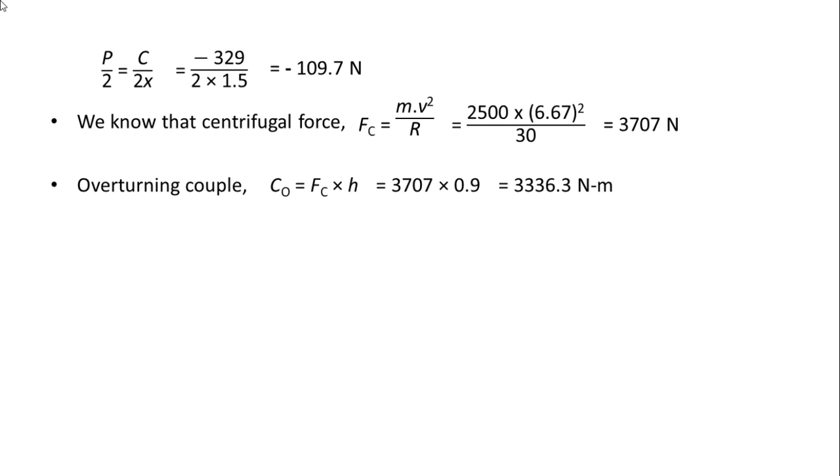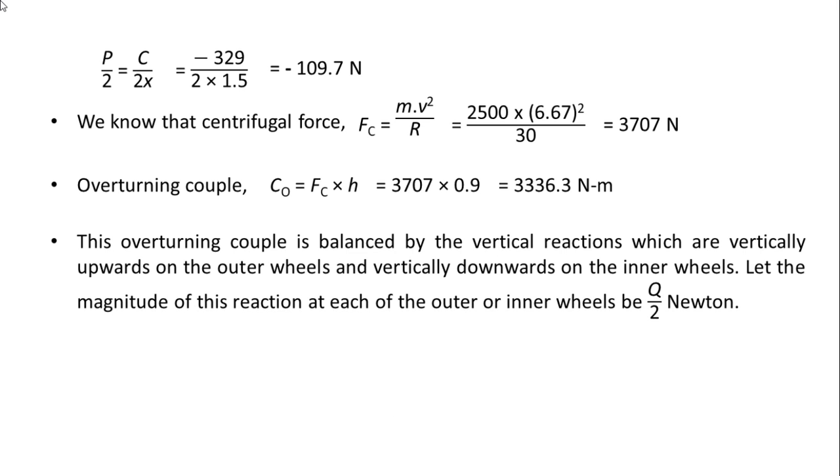Now this is equal to Q by 2 into Fc into h. This overturning couple is balanced by vertical reactions, which are vertically upwards on the outer wheel and vertically downwards on the inner wheel. This is the same as usual. Only the gyroscopic effect is getting reversed. I'm saying it in the wrong way, so let's read it carefully: vertical reactions which are vertically upwards on the outer wheel, downwards on the inner wheel. This is as usual. Only the gyroscopic effect is getting reversed here.